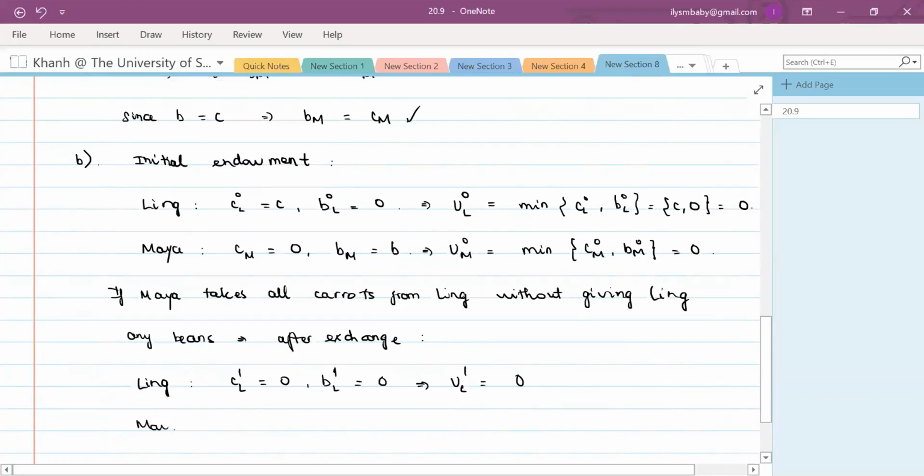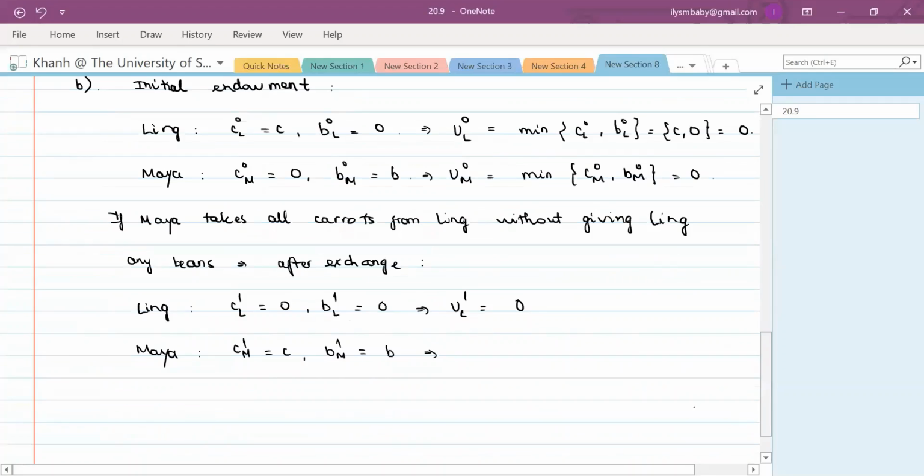Okay, how about Maya in this case? Now she got all the carrots for herself. So CM1 is going to be equal to C, and BM1 is going to be equal to B, because she doesn't have to give up any of the beans. All right, so her utility is going to be the minimum between C and B, and given that these two are equal to each other, it's just going to be equal to either B or C. It doesn't matter, because they are equal to each other anyway, and this is bigger than 0.